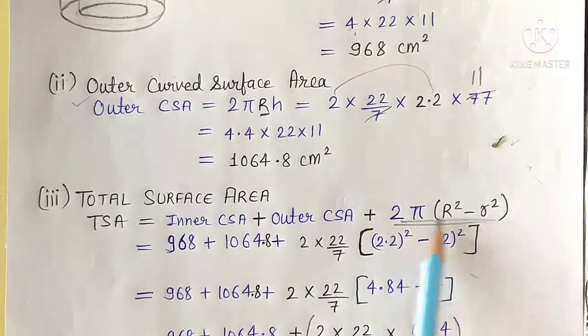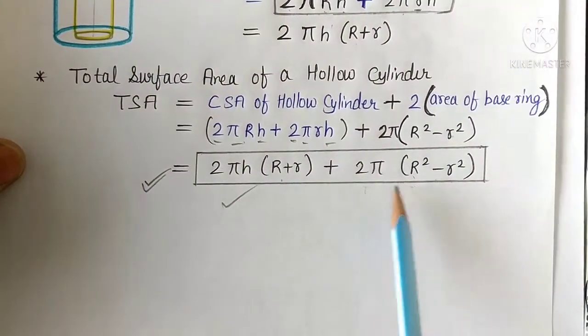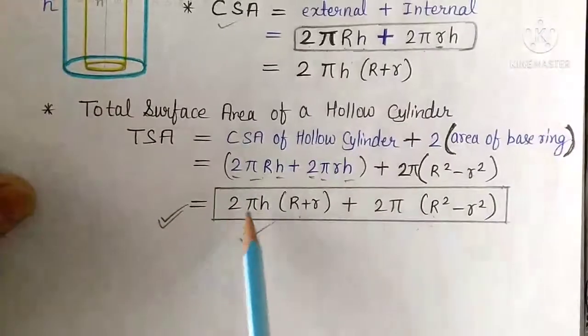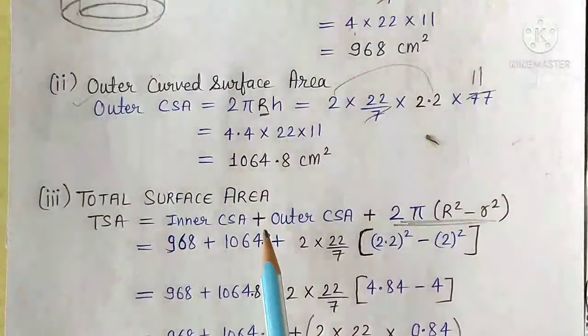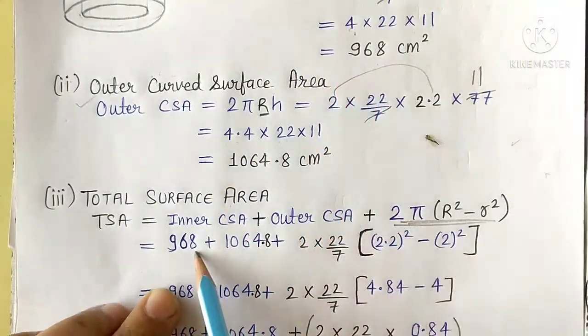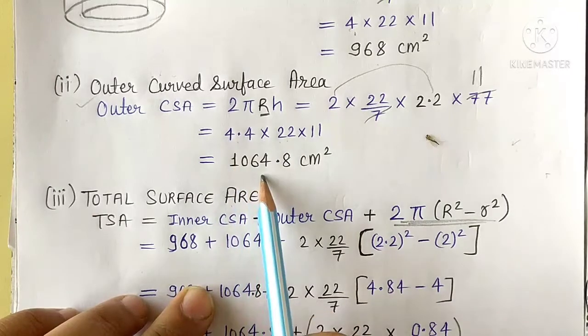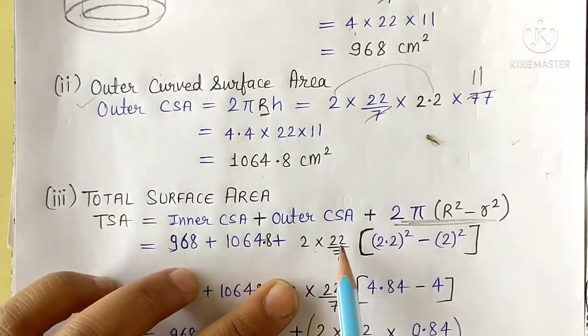Now from where did this formula come? From here only. I have already told you this formula, 2 pi (R square minus r square), and we are using this formula for inner plus outer curved surface area. So you can see here I have written inner, which we have already found, 968. Outer I have found 1064.8. I have written it there.